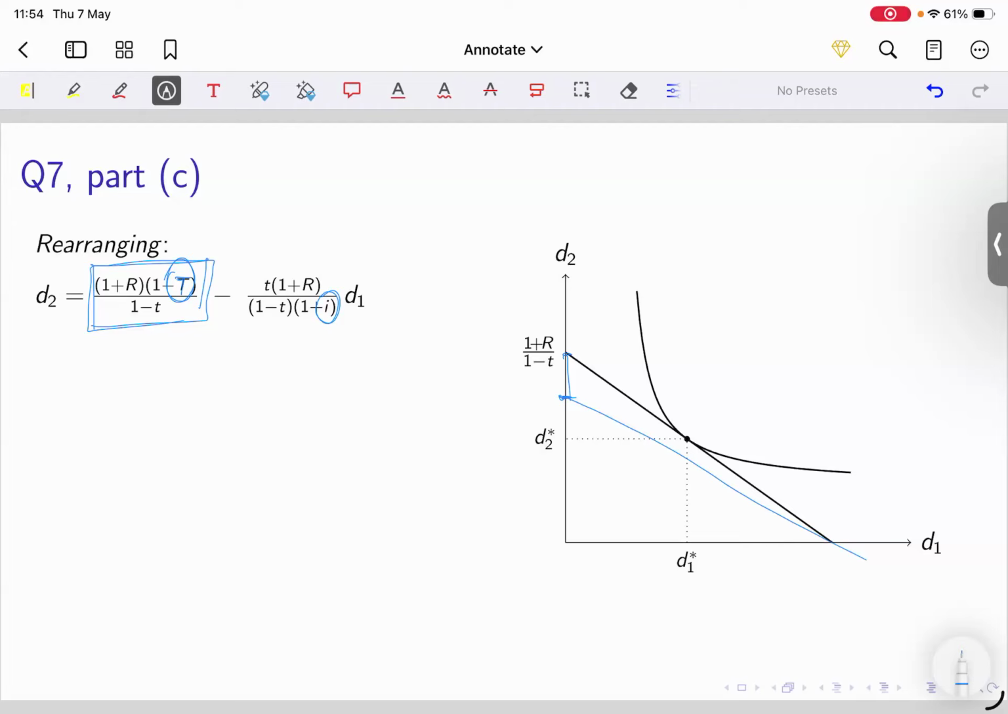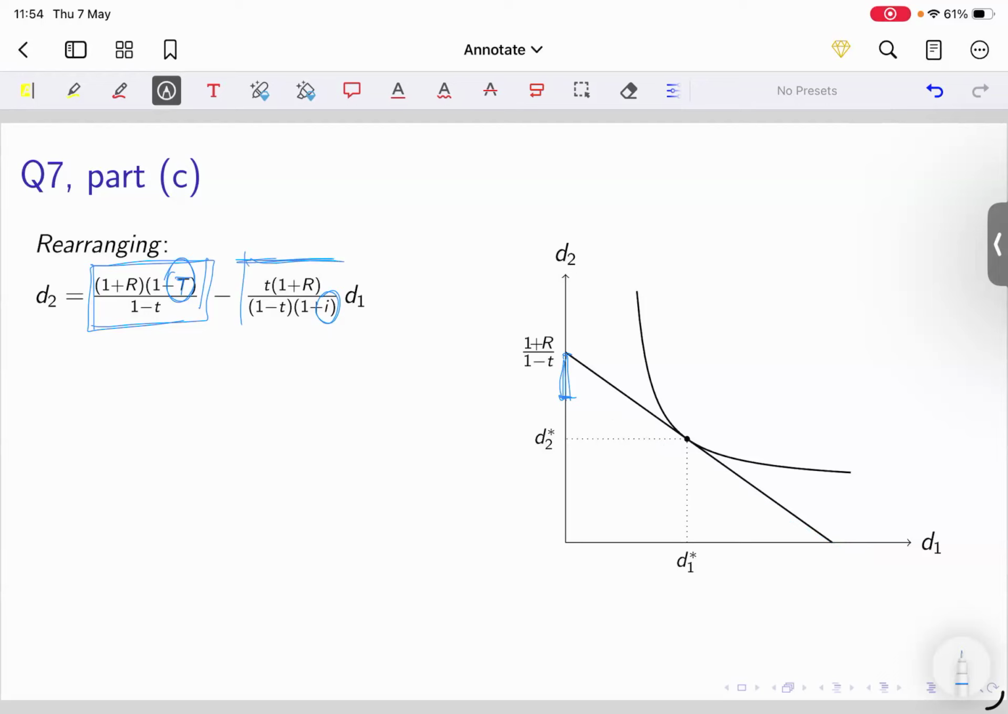Your new budget line will be shifted downward from the T effect only. But let me separate them as we go through.